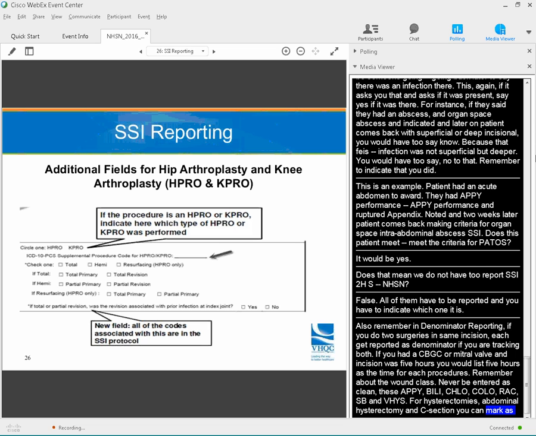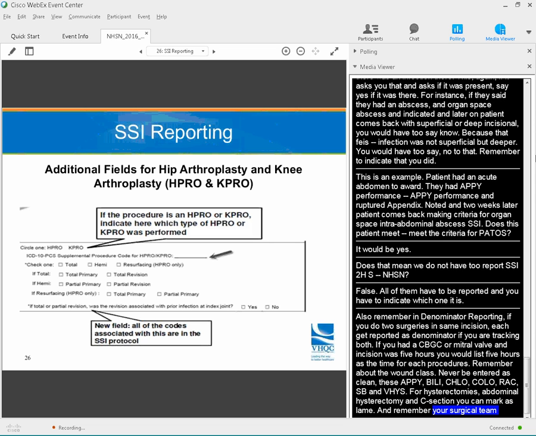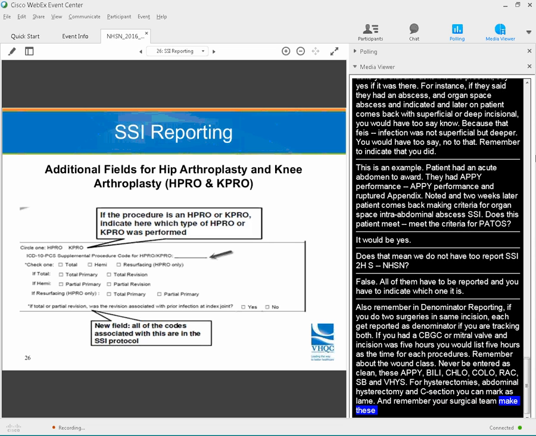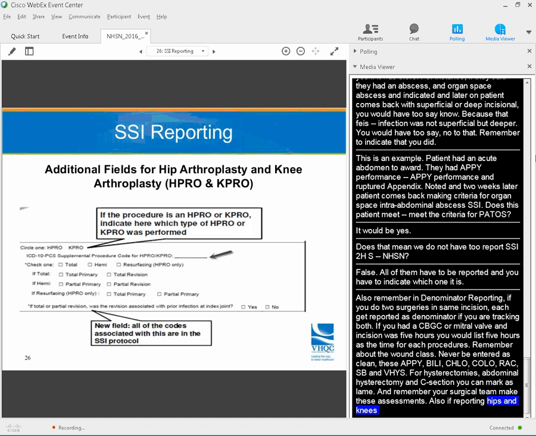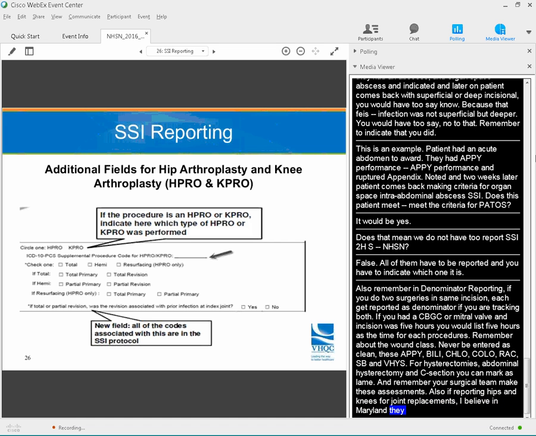And also, if you are reporting hips and knees for joint replacements, I believe in Maryland they are required. They're not required at this time in Virginia. But if you have that in your plan and you're reporting them, you need to report which procedure type. It's going to ask you that, so make sure you know that.